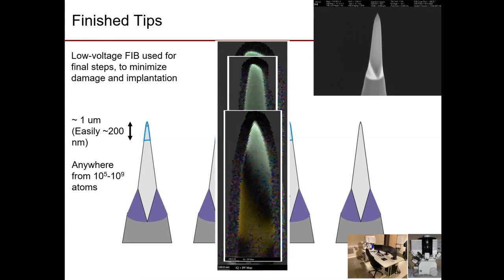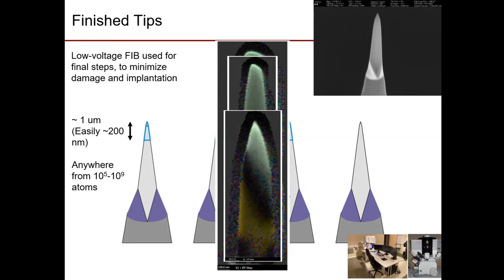So we then take our delicate, carefully prepared needle over to the atom probe and we run it. And in a wonderful world, we get millions to billions of atoms. And hopefully we see everything we care to see, and then we turn the instrument off and take our blunt needle back out.